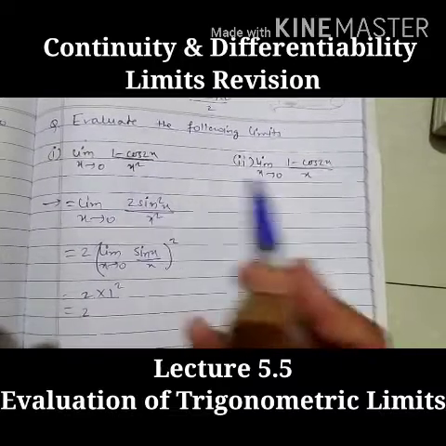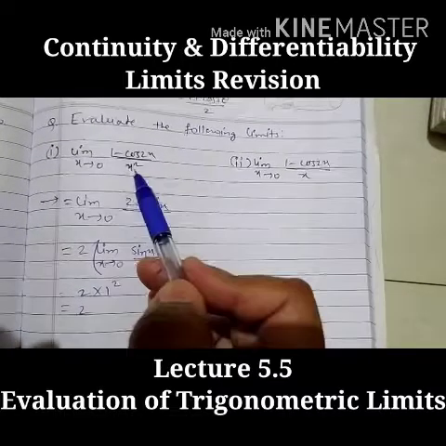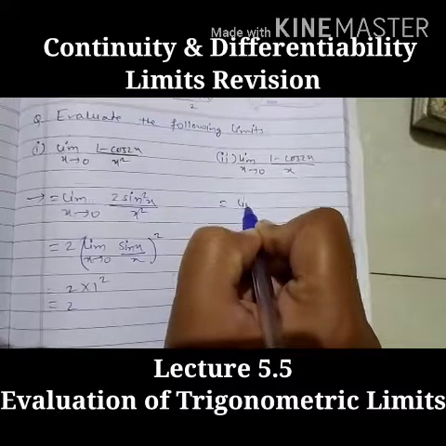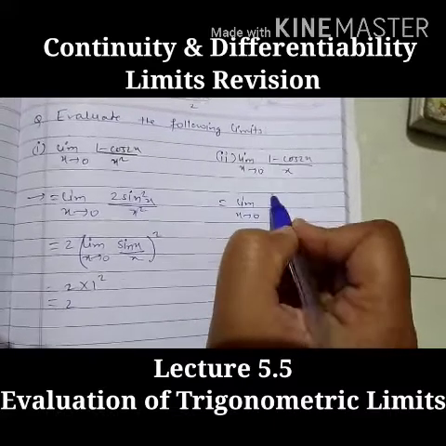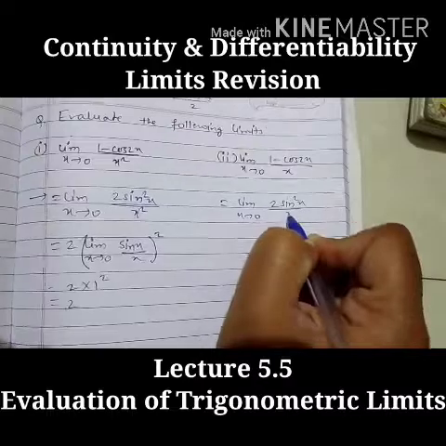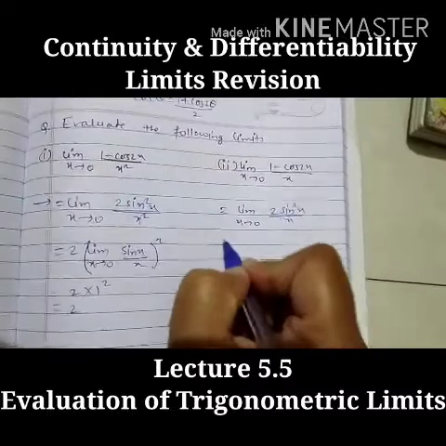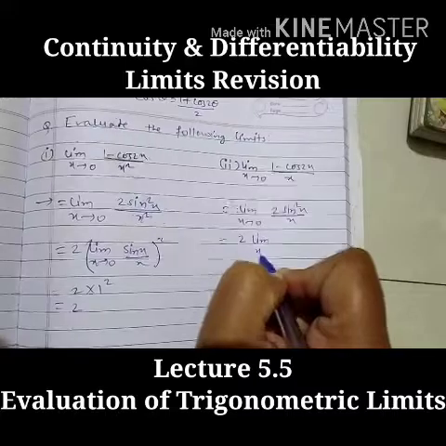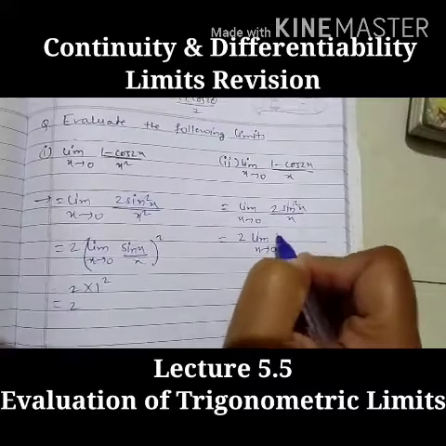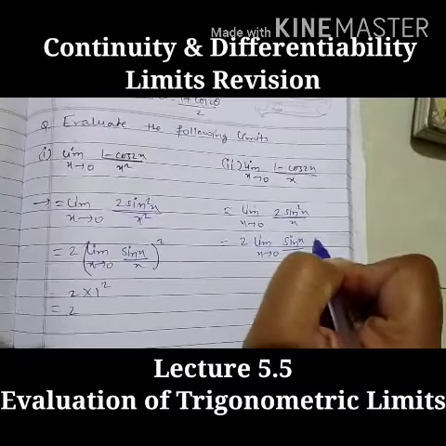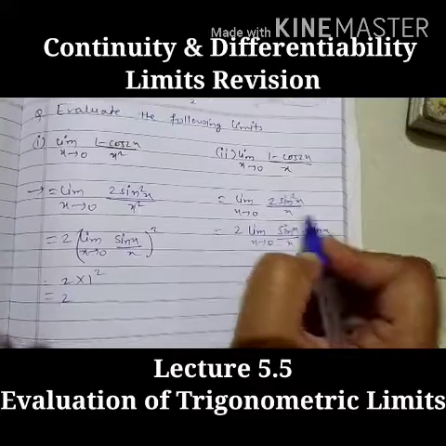Now same question, but the only difference is the power of x. So now it is equal to limit as x tends to 0, here also we will write 2 sin square x upon x. Now we'll split this function. We are taking 2 outside. Now we'll write this as sin x upon x into sin x. Can we write this? Okay.